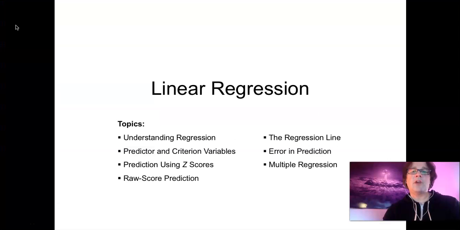Okay, so when we talk about linear regression, we'll first talk about understanding what regression actually is. We'll talk about the difference between predictor and criterion variables. We'll take a look at how we can use z-scores to make predictions. We'll also talk about raw score prediction. That'll make more sense, hopefully, as we go through this lecture. We'll talk about the regression line, or the line of best fit. It's a concept that we've spoken about. We'll go into much more detail in terms of that concept for this lecture.